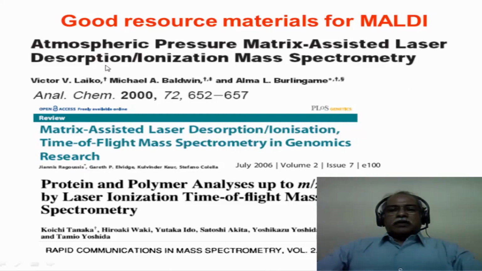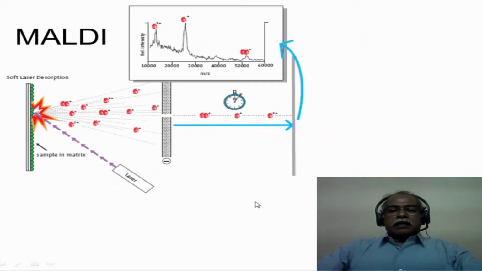A good resource for material on MALDI spectrometry is the two reviews that are given here. One was published in Analytical Chemistry in 2000. The other one was published in Rapid Communications in Mass Spectrometry in 1988. Both of them are good sources of information on matrix assisted laser desorption ionization mass spectrometry in combination with the time of flight analyzer.